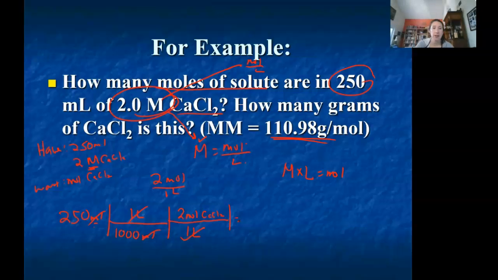We have moles, that's our first question, sorry, how many moles. And when we do that, we get 250 times 2 divided by 1,000, which is 0.125 moles of CaCl2. I want you to notice something. I'm going to solve it the other way just so you can see.